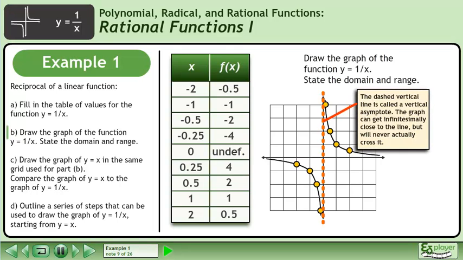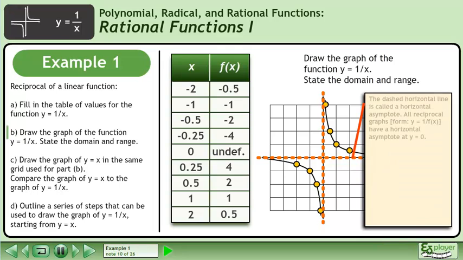The dashed vertical line is called a vertical asymptote. The graph can get infinitesimally close to the line, but will never actually cross it. The dashed horizontal line is called a horizontal asymptote. All reciprocal graphs with the form y equals 1 over f of x have a horizontal asymptote at y equals 0.